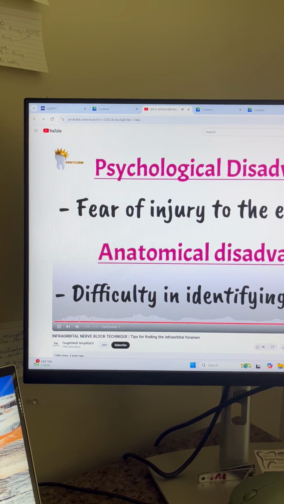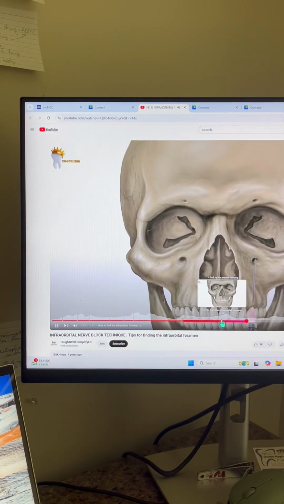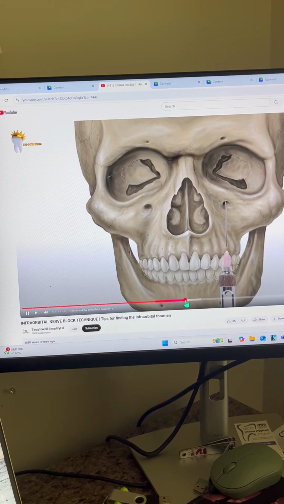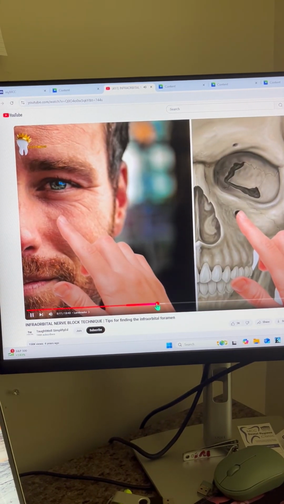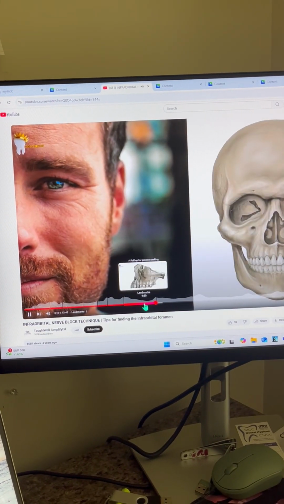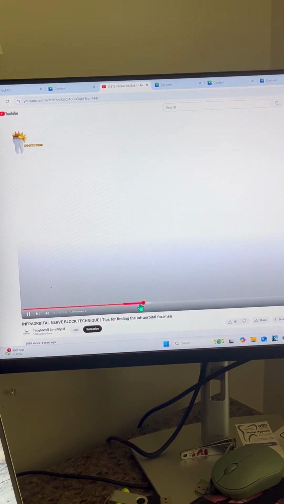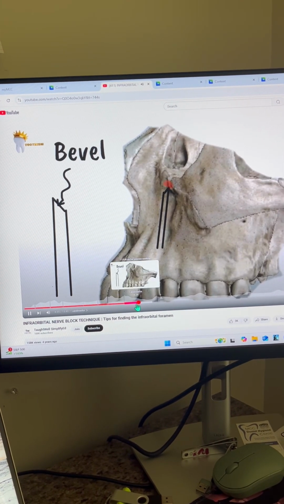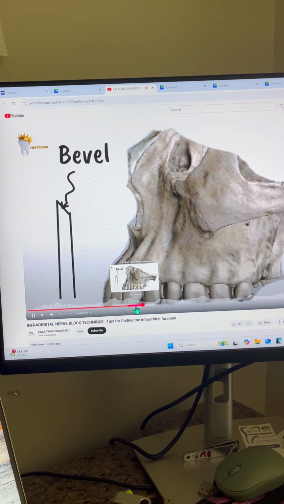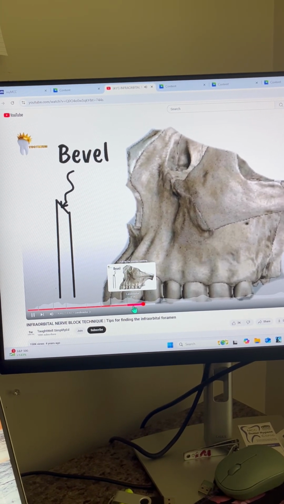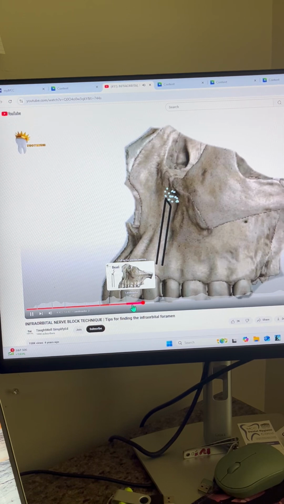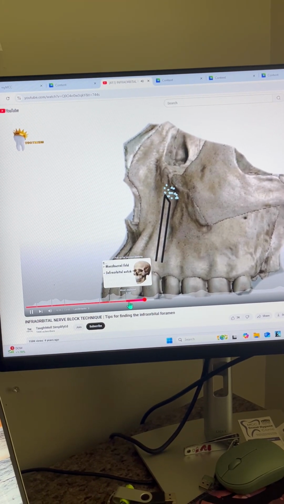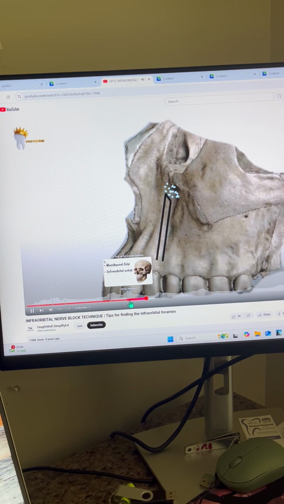Contact the tooth, and now the needle is over the infraorbital foramen. So this is the infraorbital, and this will be painful for the patient. And in this nerve block, we want to direct the local anesthetic solution towards the infraorbital foramen. So that's why the bevel should be facing bone.